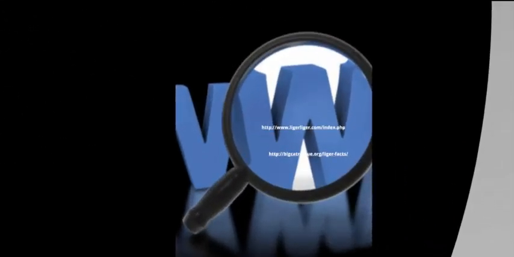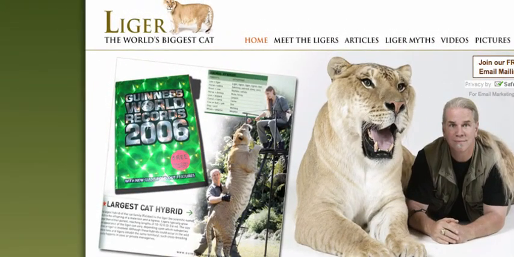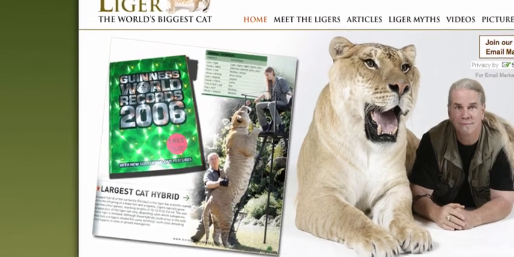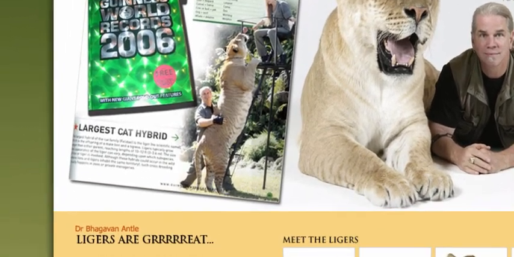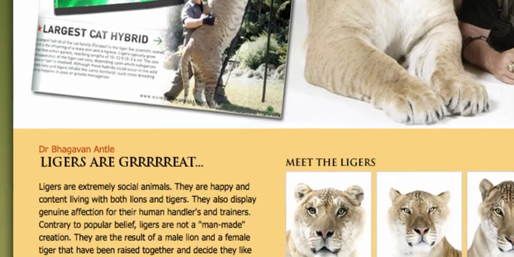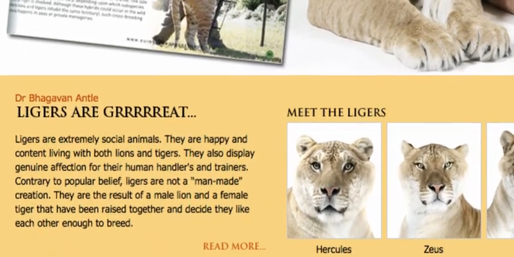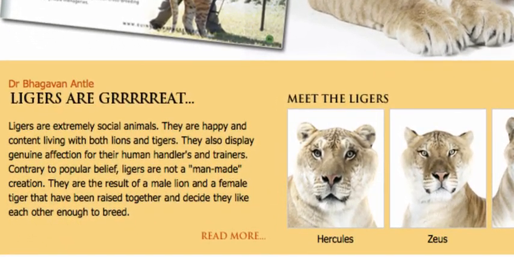Let's check out two different websites this time. To examine bias, we're going to look at two sites on ligers. Ligers are the world's biggest cat. You can see they've been featured in Guinness's World Book of Records. Down here at the bottom, it says that ligers are extremely social animals. They're happy and content living with both lions and tigers. They also display genuine affection for their human handlers and trainers.